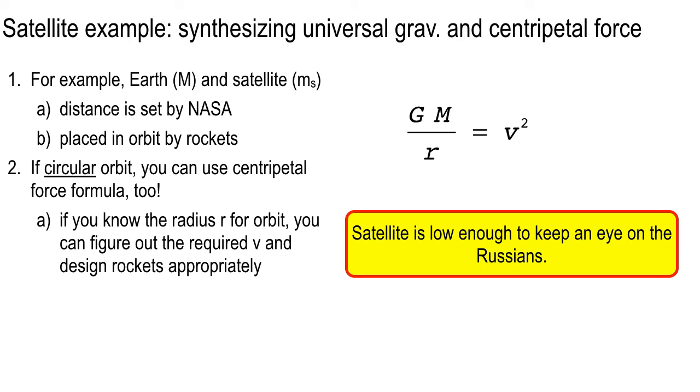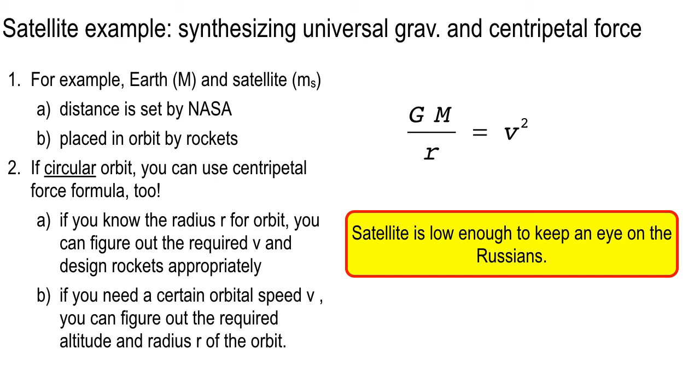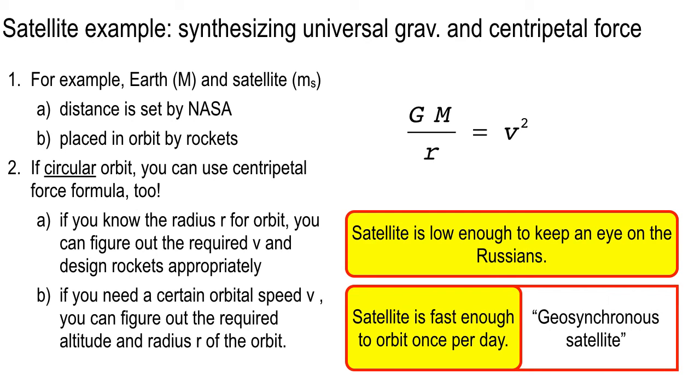All right? The other way that you can do it is to say this. What if I need a certain orbital speed, which will control the orbital altitude and radius? In other words, what if you want a satellite that's fast enough to orbit the Earth once every day? Yeah, you can do that. You can figure out the radius and the speed. One orbit per day, not a problem. Those are what we call geosynchronous satellites.